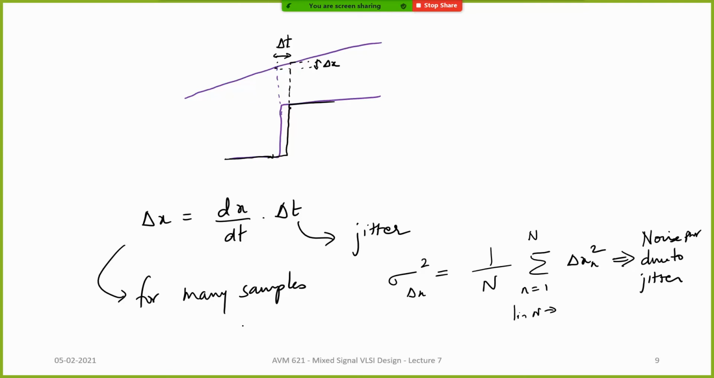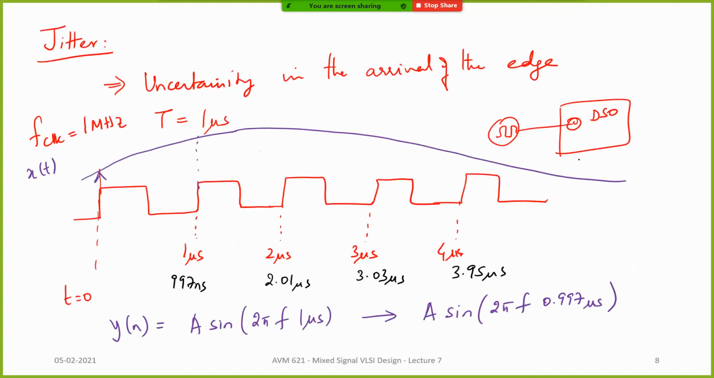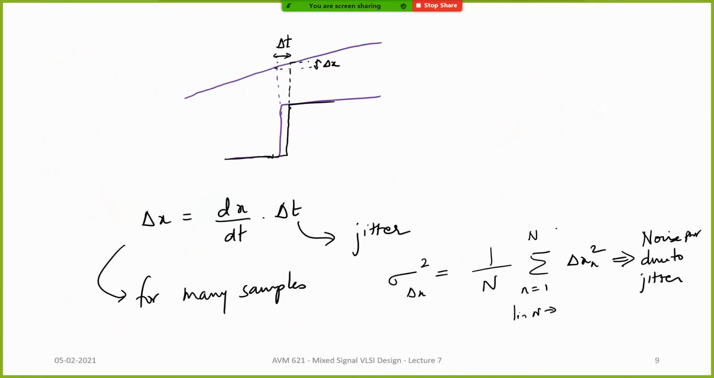Do you understand? Have you got it? So jitter means the clock edge is not coming exactly at the point at which it is supposed to come, due to which you get some error. You compute the mean squared error, and that is nothing but the noise because of jitter, and that will basically limit your SNR. So we can say that jitter affects or limits SNR, among many other things.